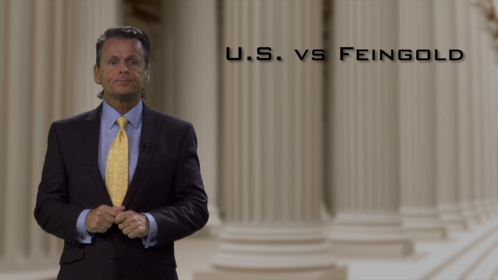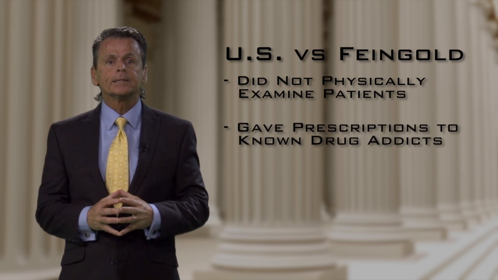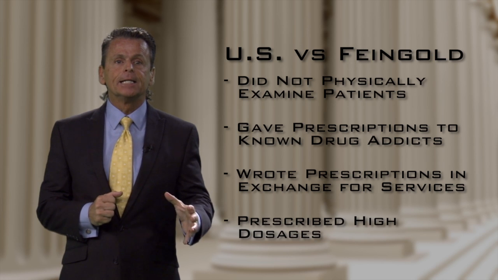This is a key to a prescription drug case involving a medical professional. Unlike other individuals, doctors are legally authorized to distribute controlled substances. That means the prosecution must prove beyond a reasonable doubt that the distribution was outside the usual course of professional practice. In the Feingold case, even though Feingold had a license to distribute controlled substances during some of the time in question, he often did not physically examine patients. He gave prescriptions to patients he knew were drug addicts. He wrote prescriptions in exchange for services like house painting, and he prescribed in excess of the maximum recommended dosages. Those points, among others, were key to the case and the prosecution proving their case beyond a reasonable doubt.